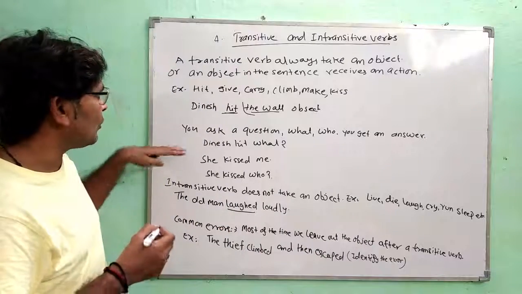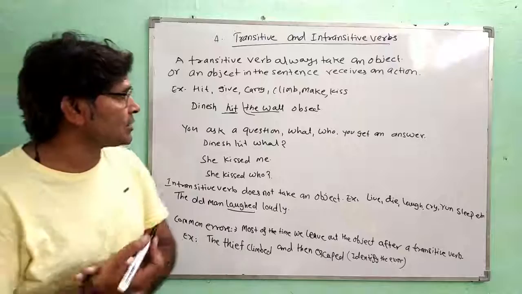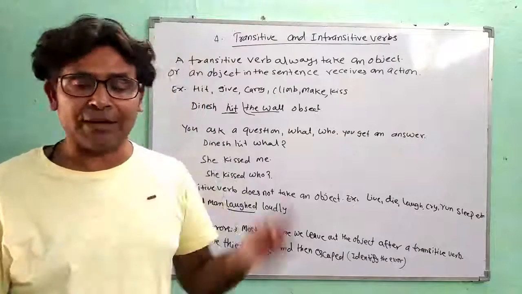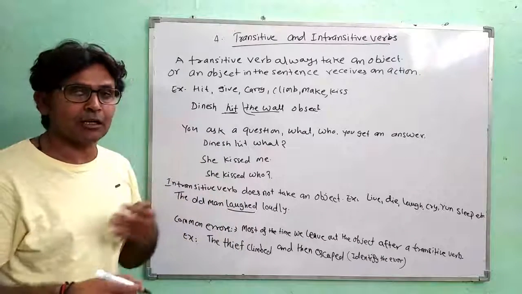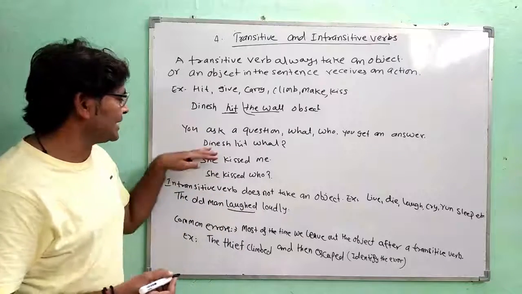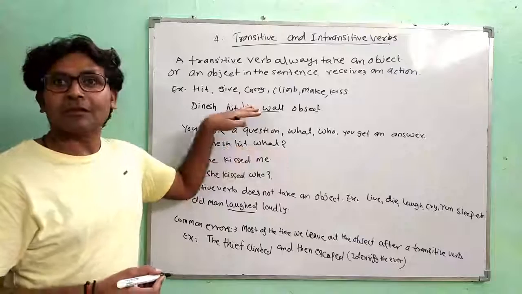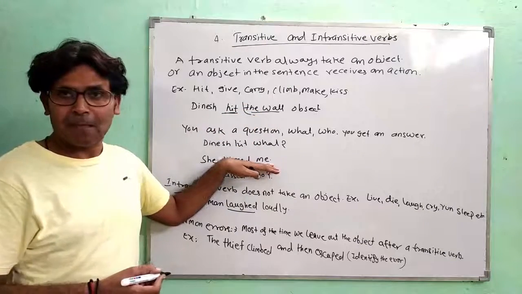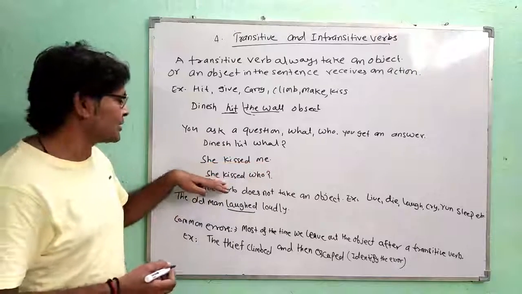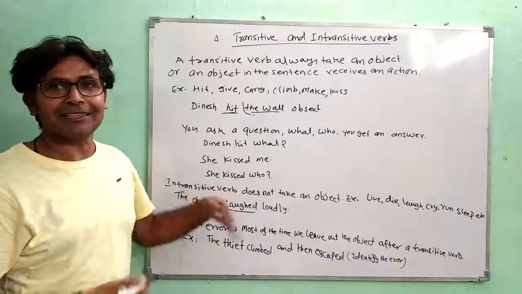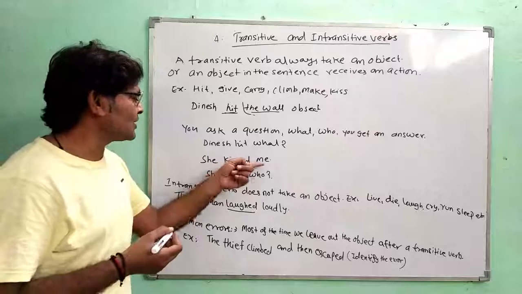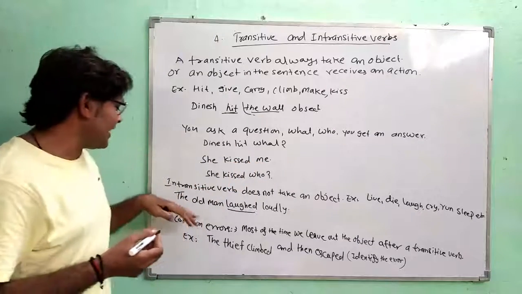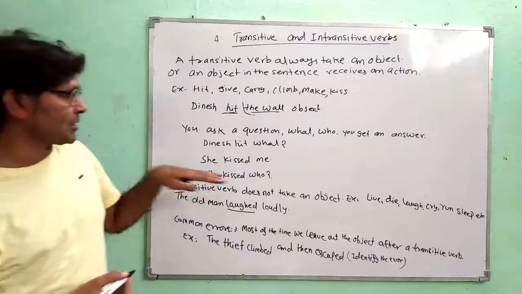Also, when you ask the questions "what" or "who" and you get an answer, then that is a transitive verb. For example, Dinesh hit what? The wall. Another example: she kissed me. She kissed who? Me. So who receives the action here? The object receives the action. And intransitive verbs do not take an object.